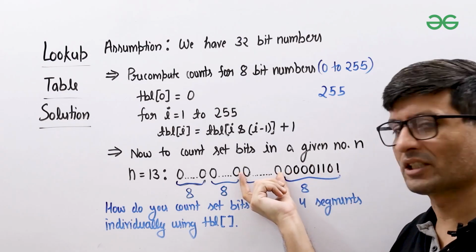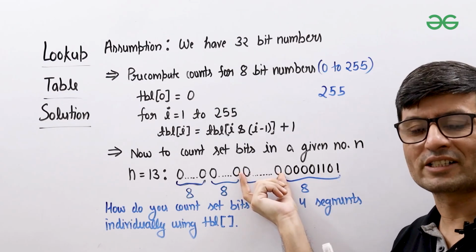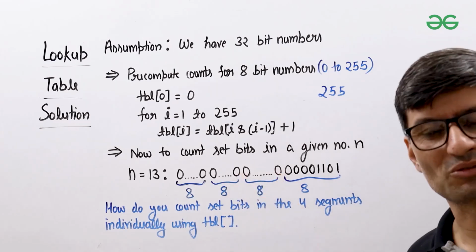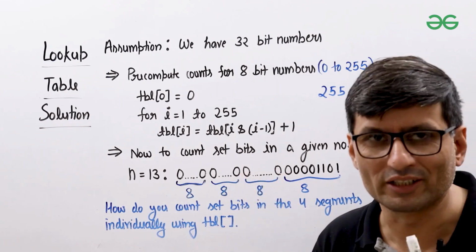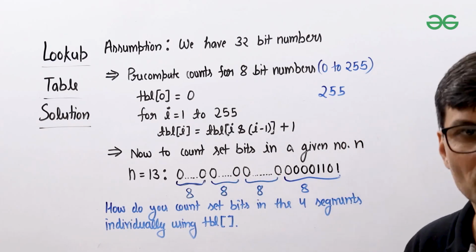Now how do we count in this segment? We make this the last segment. And how do we make this the last? We use the right shift operator. So I have given you all the hints. Please pause this video and write down the complete code.